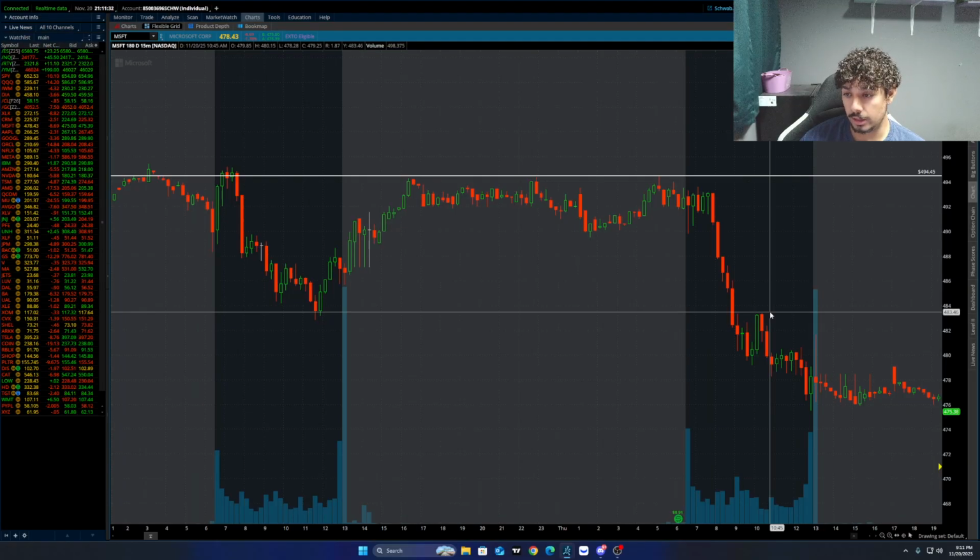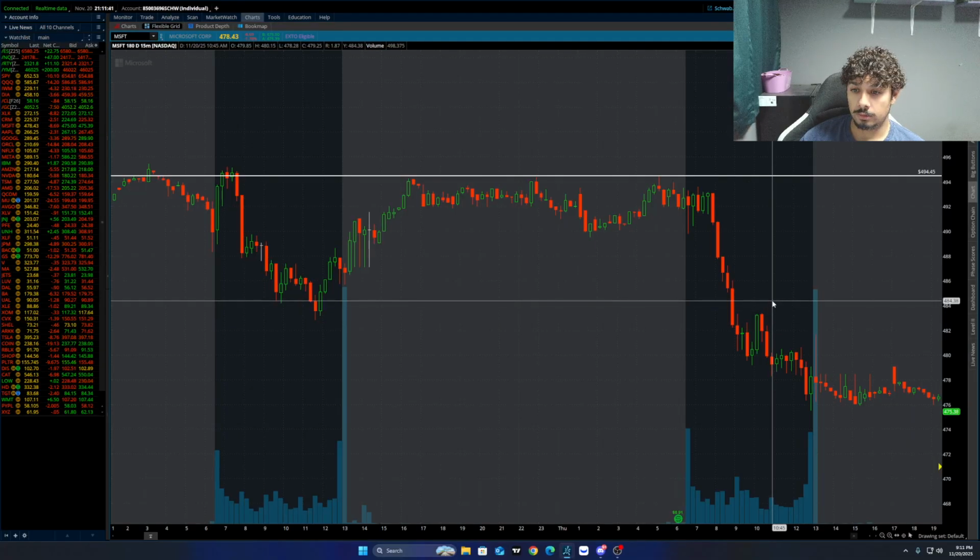You could take your entry. This would be my entry for another short. Right there. It touches that. Guess where your stop loss is? Right there. I don't even think that's $1. That's about $1. $1 stop loss.